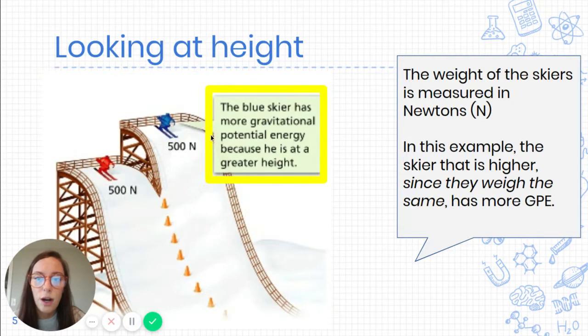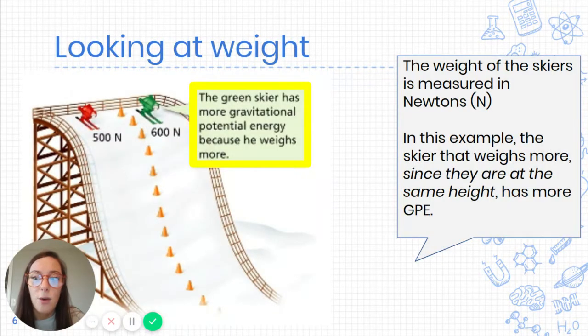So if two objects weigh exactly the same, the one that is higher up or farther from Earth, the more gravitational potential energy it will have. So when we look at weight, it's a little similar, but these two skiers, we have a red skier and a green skier. So they both weigh different amounts of newtons. This guy weighs 500 newtons and this one weighs 600 newtons. But you can see that they're at the same height.